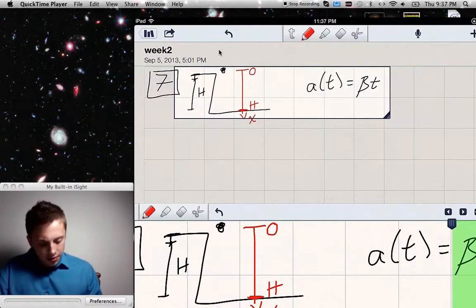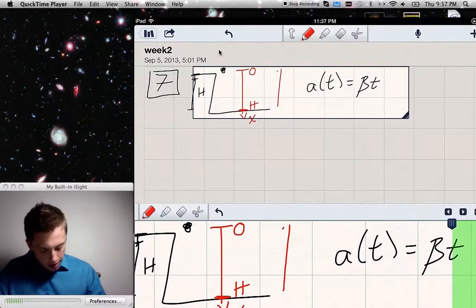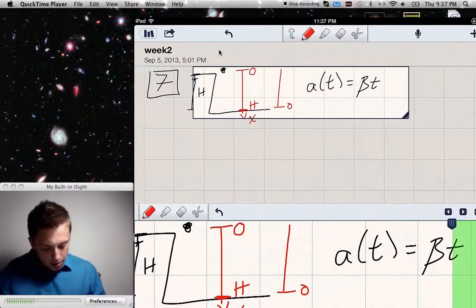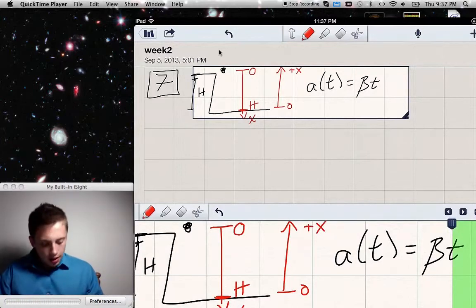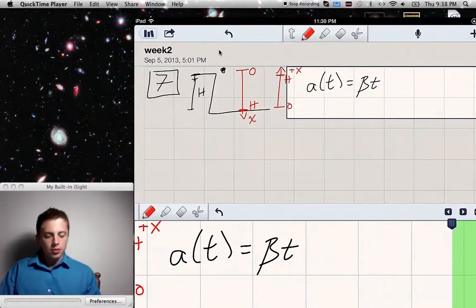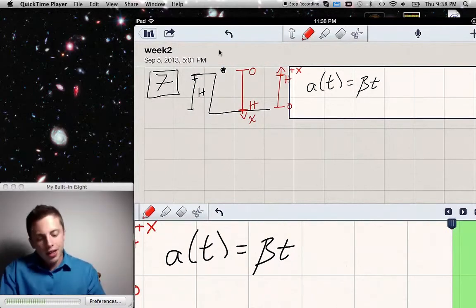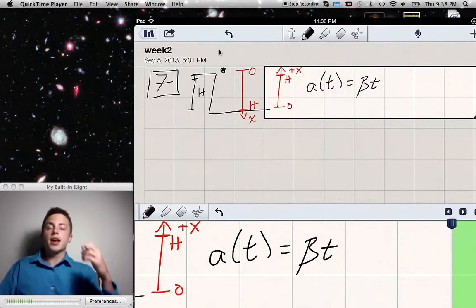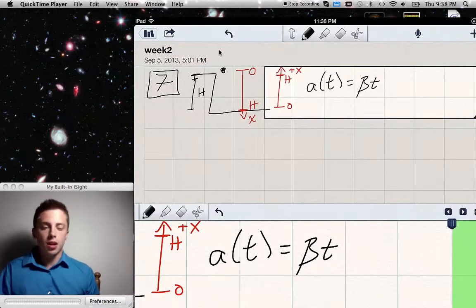So, what if you made a coordinate system so that 0 was the coordinate for the ground? Well, in that situation, if you chose the increasing values to be up, so if this were the positive x direction, then here we would have h up here. So your initial position would be h. Now the difference would be that this acceleration function would be a little bit different. If beta is a constant greater than 0, we would have to write our acceleration function as negative beta t for that coordinate system.